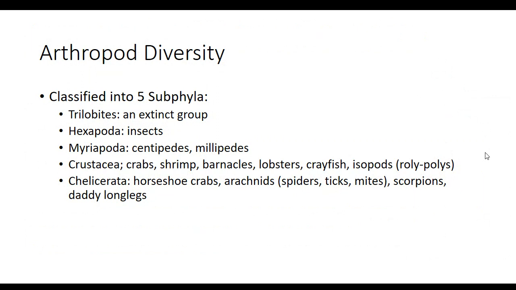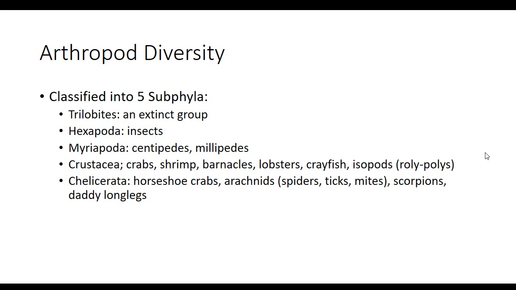Myriapoda, myriad means a lot of something. So myriapoda, these are centipedes and millipedes, have a lot of legs. So it's kind of like a stressed out insect with a whole lot of pairs of legs instead of just 3 pairs of legs. Crustaceans: crabs, shrimp, barnacles, lobsters, crayfishes, isopods. Isopods are the little roly-poly things that you lift up a rock and there's always some of them under it. Those are crustaceans. And then the Chelicerata, that includes the horseshoe crabs and the arachnids.